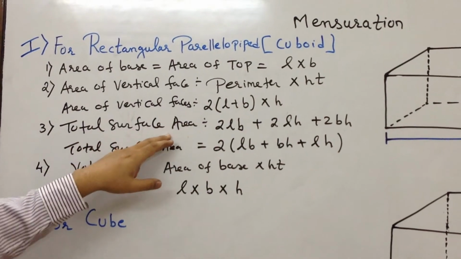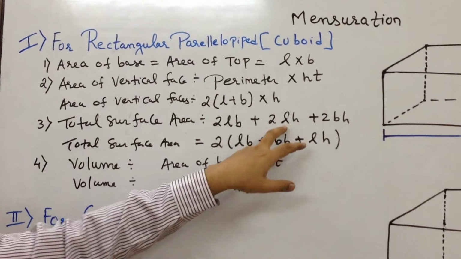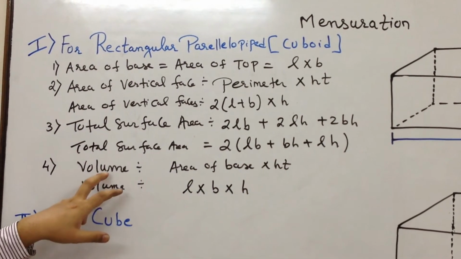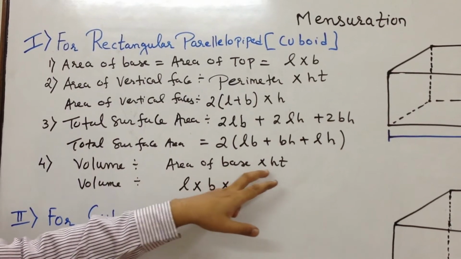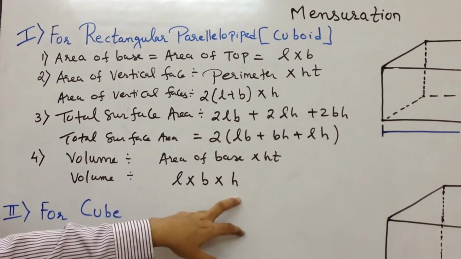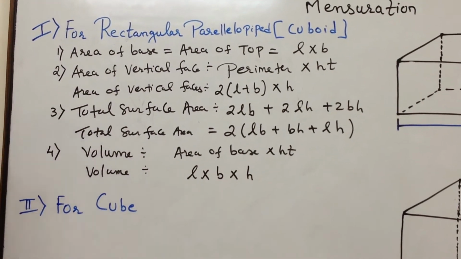The total surface area, as we earlier said, is twice LB plus twice BH plus twice LH, 2 being common, 2 times LB plus BH plus LH. And finally, the volume is area of base into height. The area of base here turns out to be length into breadth, so the answer is length into breadth into height.